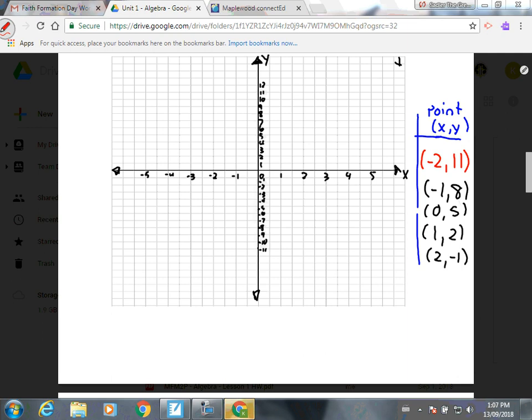Okay. So I'm going to do negative 2, comma 11. Just a reminder, Caleb, don't forget this. X is negative 2, Y is 11. We're going way up here. Most people are pretty good at finding the points, right? Okay. Negative 1, comma 8 goes way up here someplace. 0, comma 5 goes right here someplace. 1, comma 2 goes over here someplace. And 2, comma negative 1 goes over someplace.